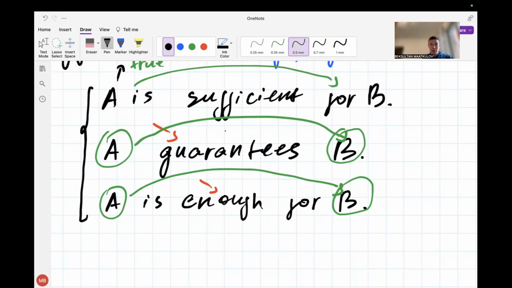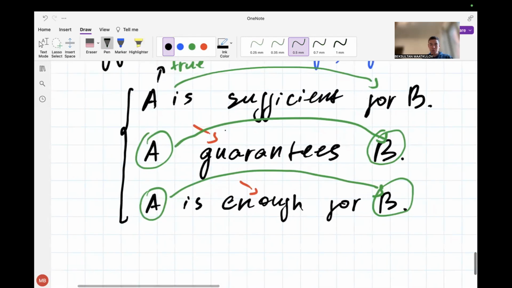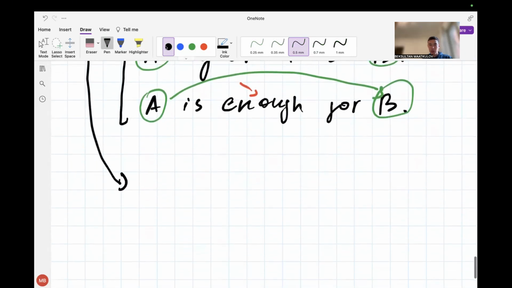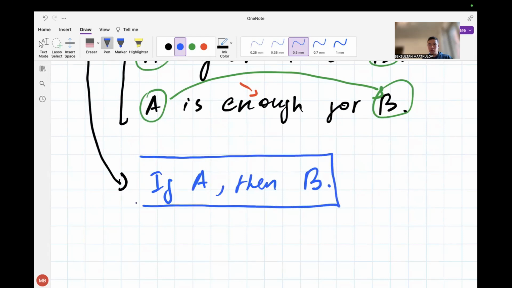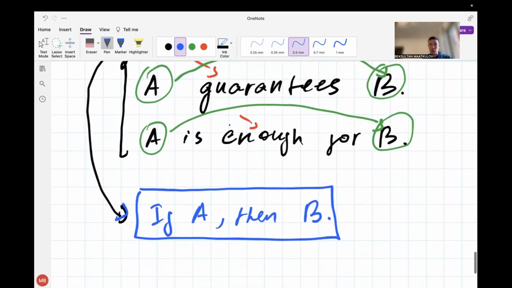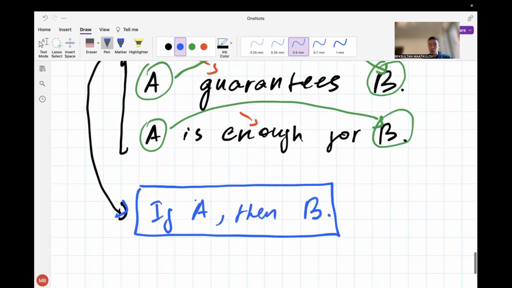Okay, let me give you an example. So before going there, A is sufficient for B, in the language of if conditions, you can write if A, then B, right? So basically this conditional statement is 100% equivalent to this sufficient condition. If you have A is sufficient for B, instead of using sufficient condition, you can convert it to a conditional statement.